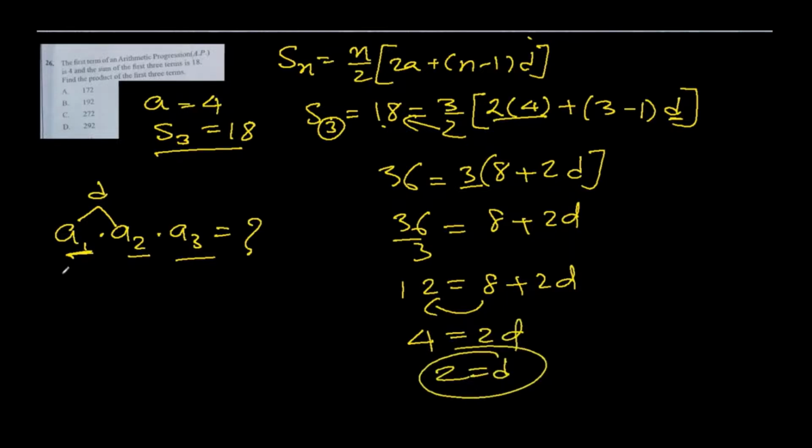So a1 was given to us, which was 4 plus 2, adding 2 in AP will be 6th second term, and another adding 2 will make it 8. So 4 times 6 is 24, 24 times 8 will be 192. So B is the solution of this one.